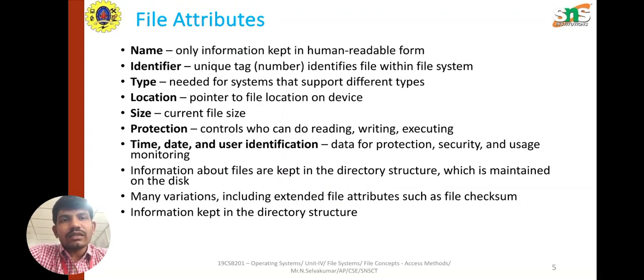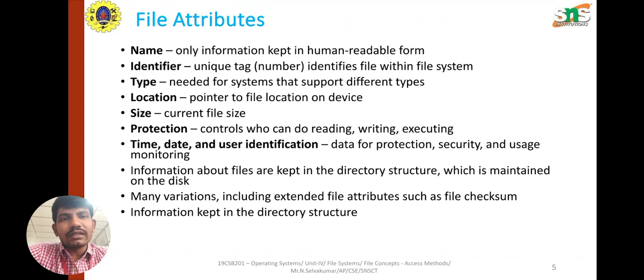File attributes: name, identifier, type, location, size, protection, time, date, and user identification. These are the file attributes in the file concept. The information is kept in human-readable form. The identifier is a unique tag that identifies the file within the file system. Type is needed for systems that support different types. Location is a pointer to the file location on the device.